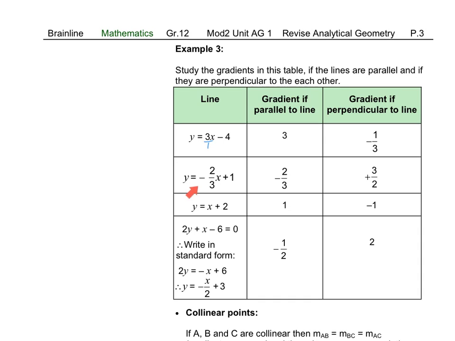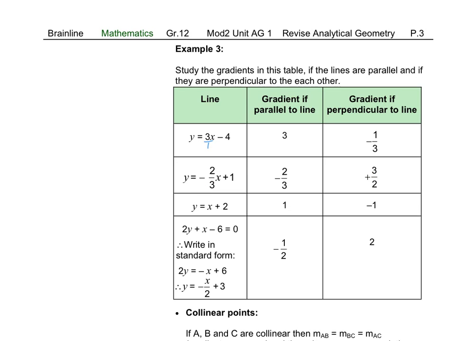For the second equation, we have a gradient of minus 2/3. So for the parallel line, it will have the same gradient, but for the perpendicular line, we're going to use the opposite sign, which is now a plus, and we're going to toss the fraction to get the inverse, 3 over 2, for the perpendicular line.